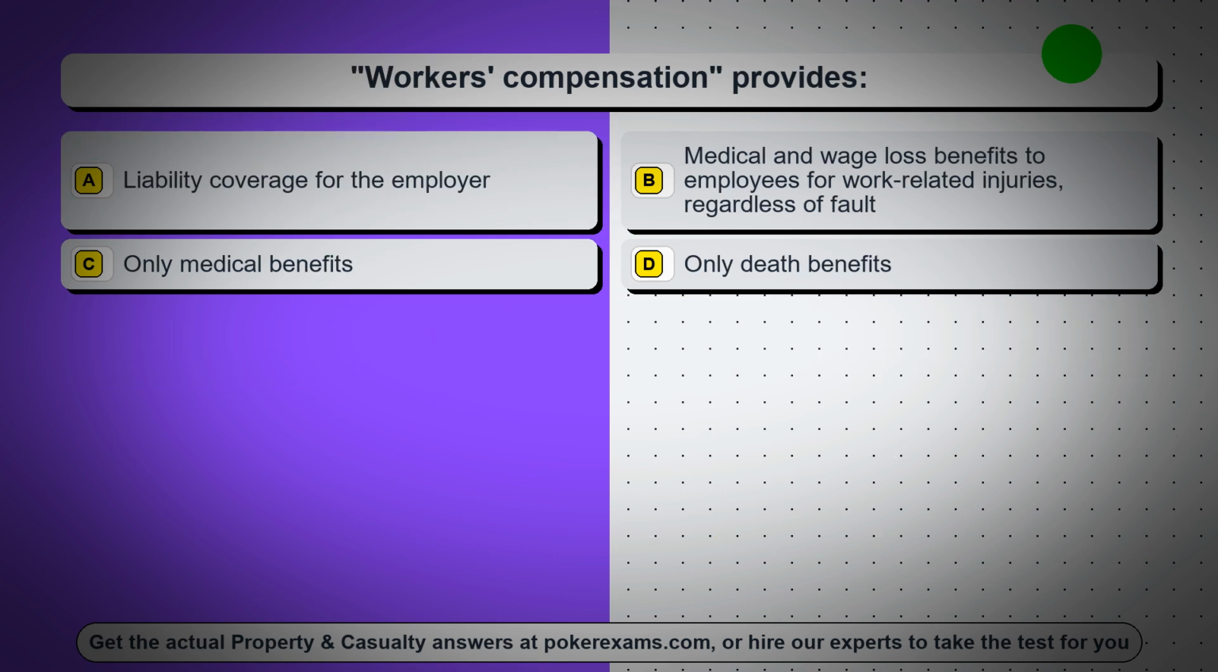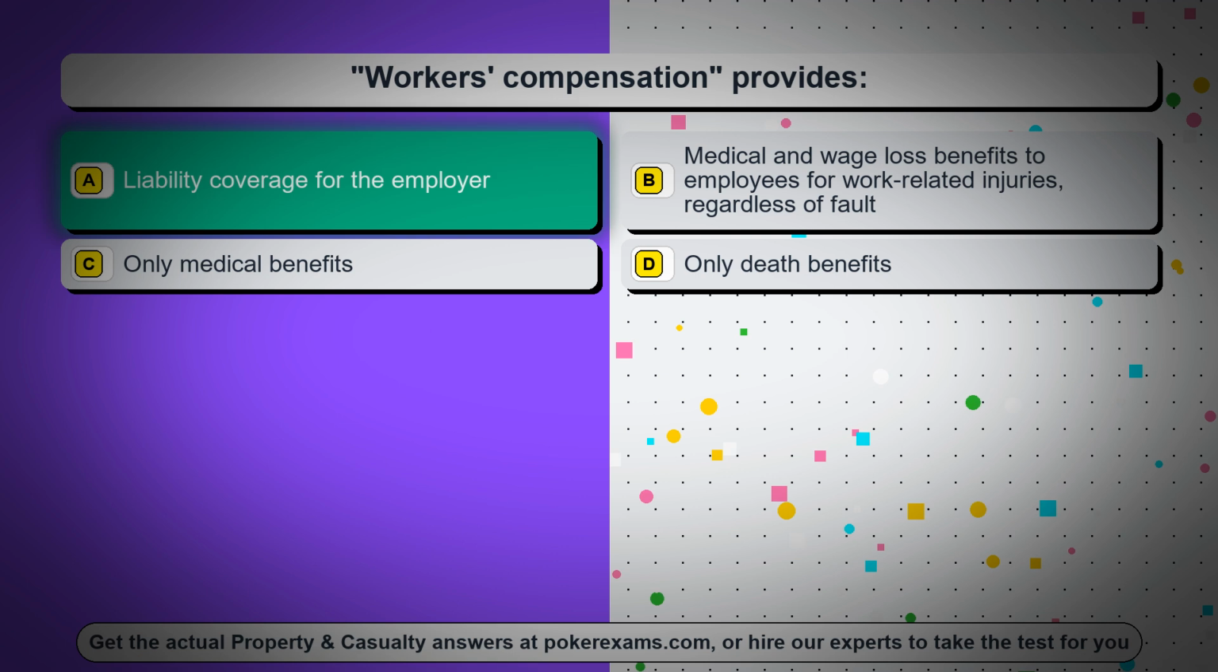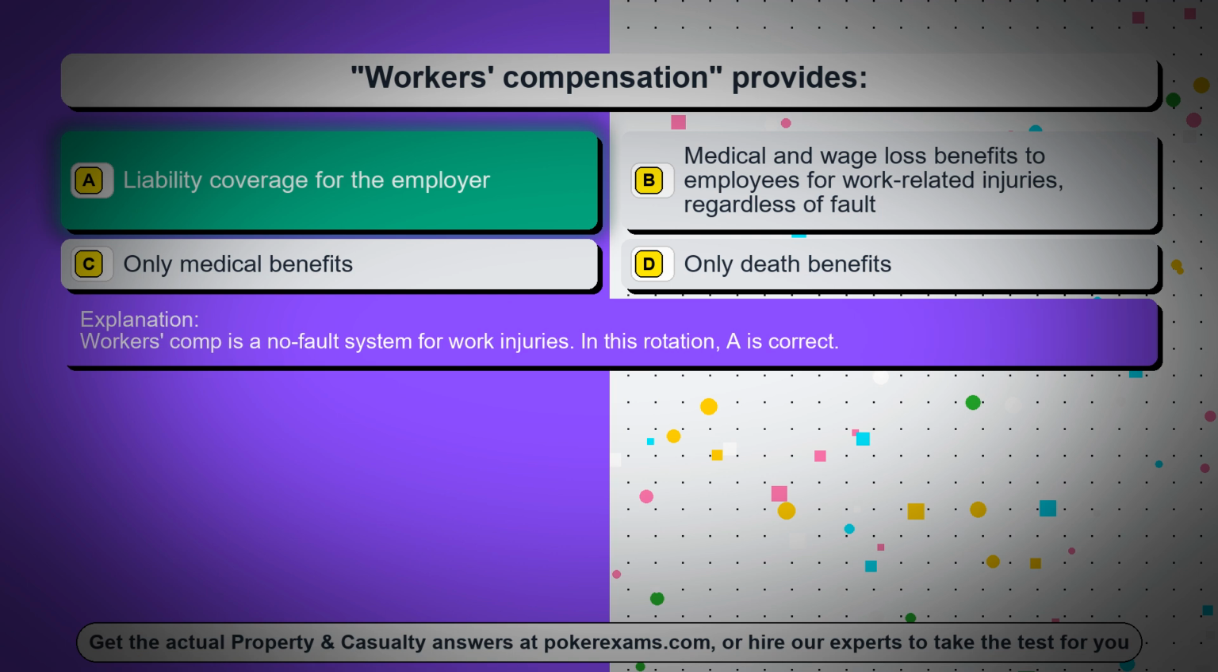Question 13. Workers' compensation provides option A, liability coverage for the employer. Option B, medical and wage loss benefits to employees for work-related injuries, regardless of fault. Option C, only medical benefits. Option D, only death benefits. The correct answer is option A, liability coverage for the employer. Workers' comp is a no-fault system for work injuries. In this rotation, A is correct.